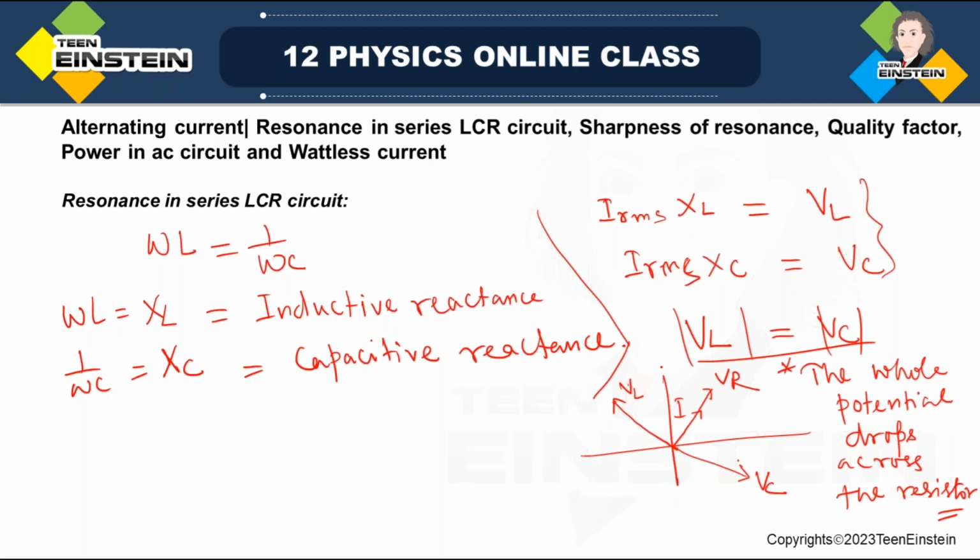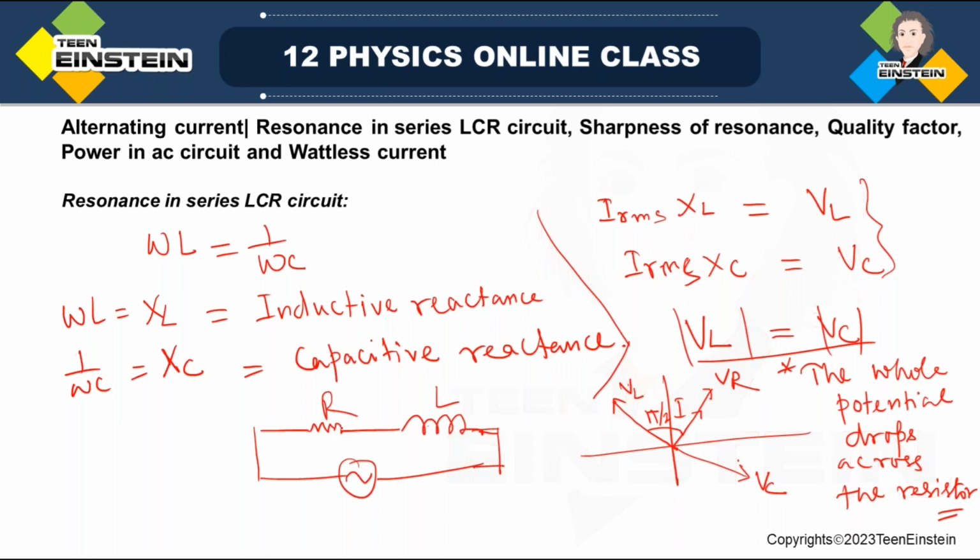Suppose I have a series LR circuit. Why don't we see resonance in an LR circuit? Because VL and VR have a 90-degree angle. There is no 180-degree phase difference, so there is no way for them to cancel each other.